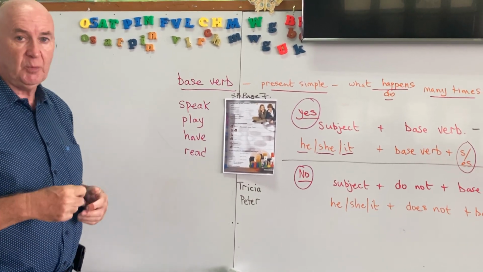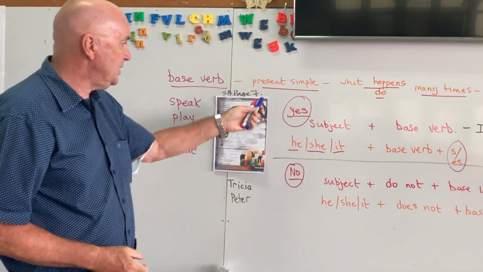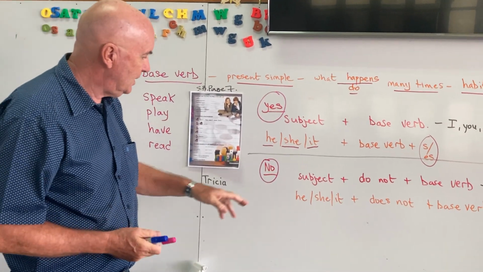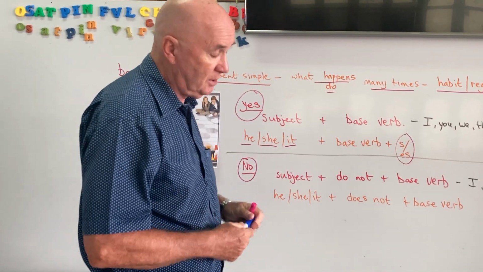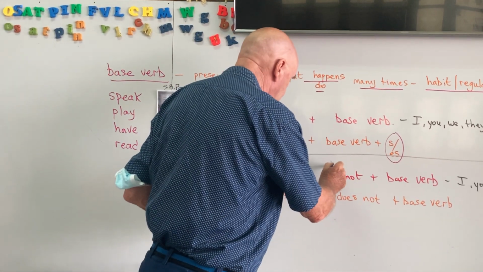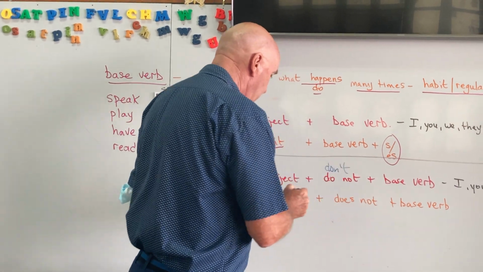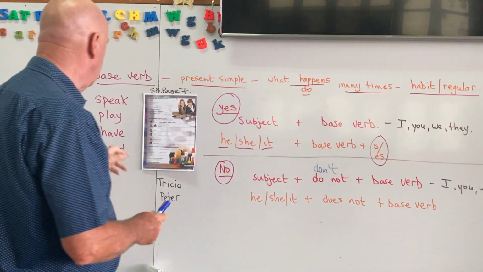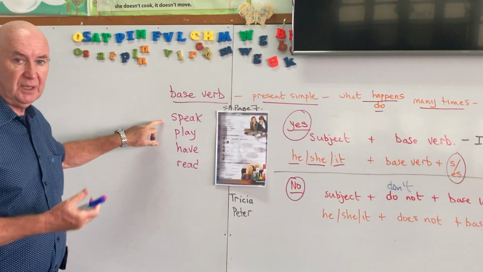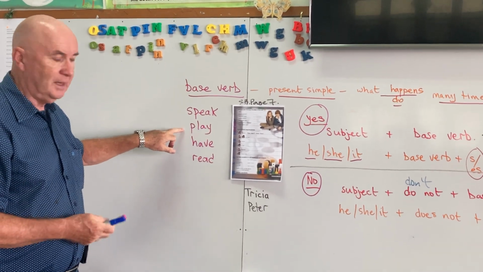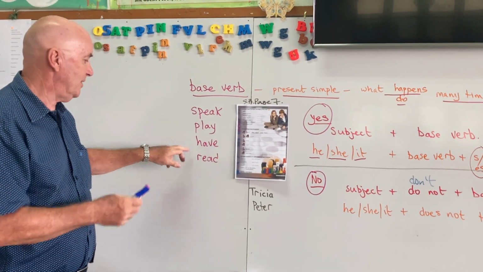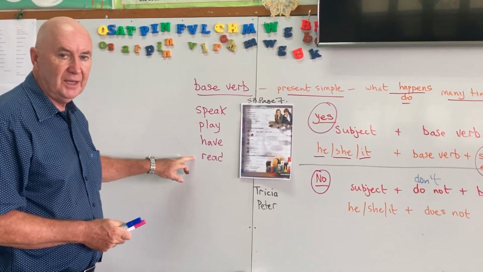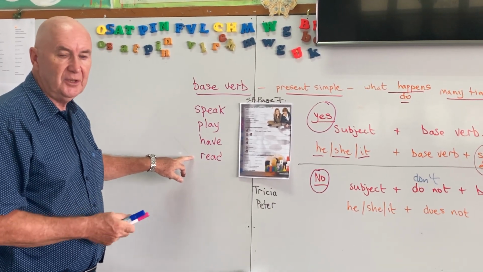Now, if we want to say no, using the simple present tense, then we have our subject, and then we have do not or don't, and our base verb. So, I don't speak Italian. I don't play the piano. I don't have a Ferrari. I don't read the dictionary.